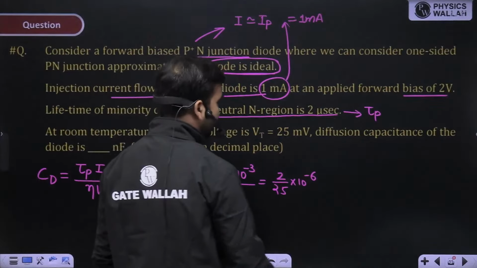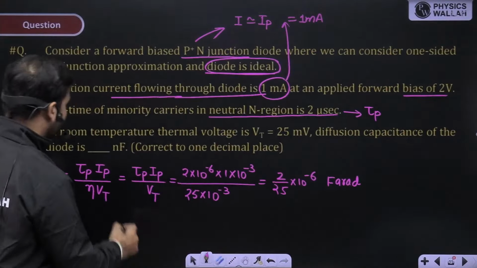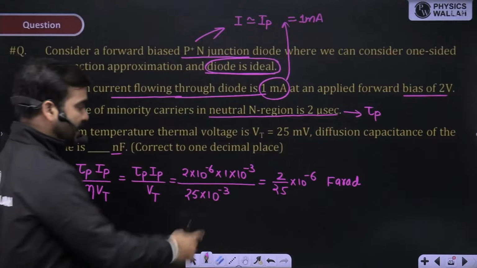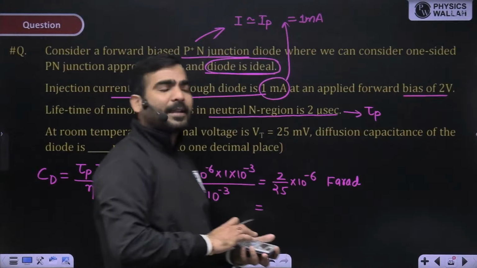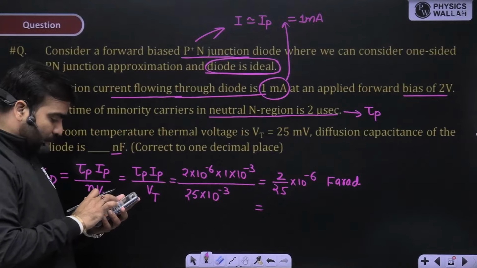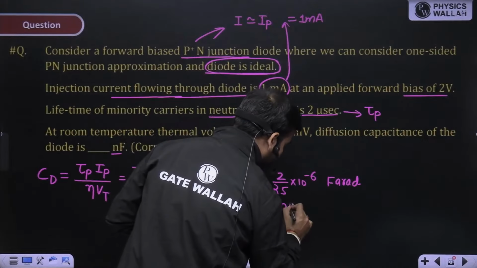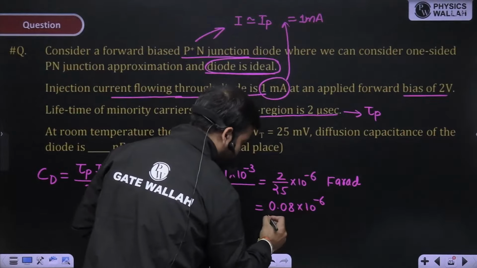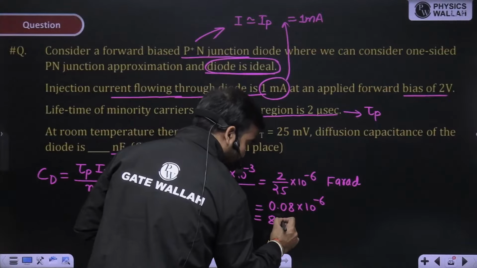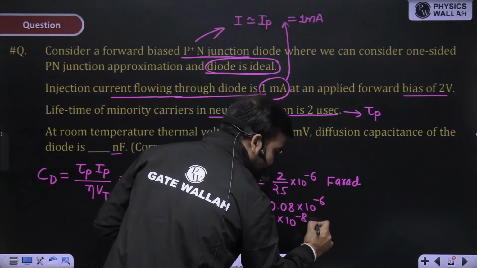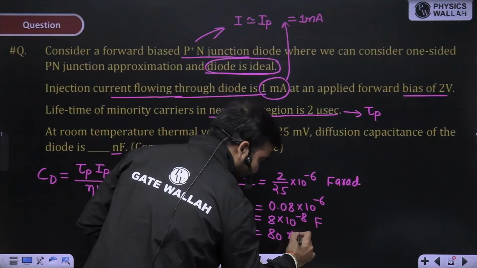CD unit will be, by default, in farad. Now the question is, in how much nanofarad is it? So just calculate it. After calculation, 2 upon 25, I think it will be some 80 nanofarad. So 2 upon 25 is 0.08, and this is 10 to the power minus 6. Now multiply by 100, then it will be 8 into 10 to the power minus 8 farad. Now you have to convert to nano, multiply by 10, 80, and then 80 nanofarad.